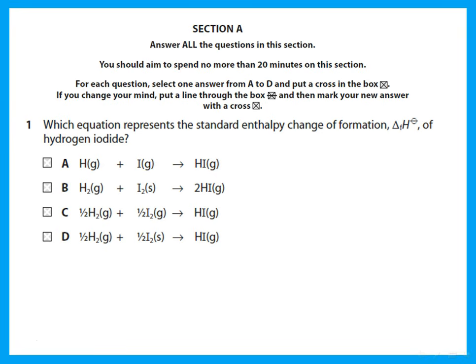So hydrogen and iodine are diatomic, so A is not correct. In C, what do we have in C? We have iodine is not in its standard state. Iodine should be a solid in its standard state. So actually the only one that is correct is D, in which I am forming 1 mole of HI from its elements in their standard states.